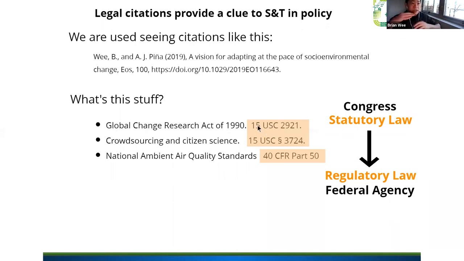So the United States Code is organized by titles. Whenever you see USC, your first thought should be, oh, USC, that means it's related to something that Congress said, United States Code. When you see CFR, 40 CFR Part 50 or whatever CFR, that is referring to a regulatory law managed under the federal agency.